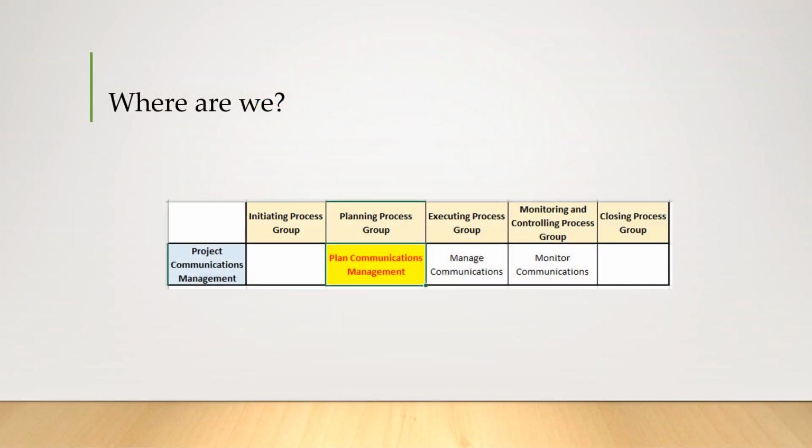So if you're feeling lost, let me remind you where we are. The knowledge area that we are covering is the communications management knowledge area. The process group that we are talking about is the planning process group. And the process that we are talking about is plan communications management. This is the PGKA mapping, the process group knowledge area mapping of the communications management knowledge area. And as you can see, we only have three processes here. The first one is what we are covering in this video.